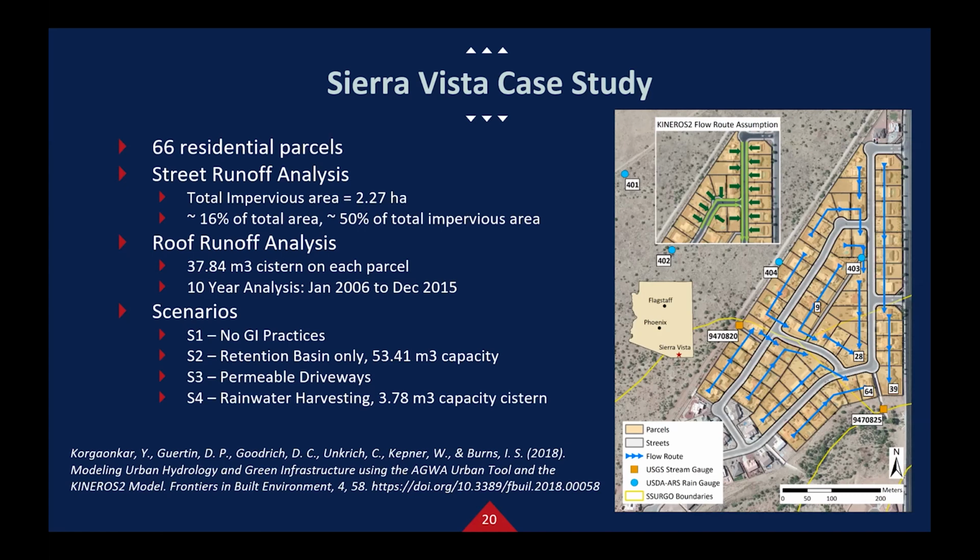And lastly, we wanted to try out different GI scenarios: what would happen if there were no GI practices on each of these parcels, what would happen if there was one retention basin on all of them, if all the driveways were made permeable, and if we had a cistern on all of the parcels. So we ran those scenarios as well. The link at the bottom is to the paper that we published that came out of the study. But the next slide will show you the results that we have.